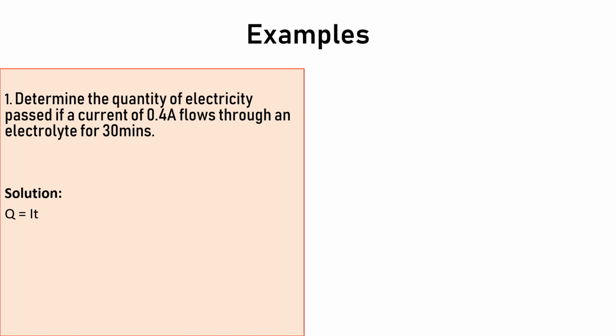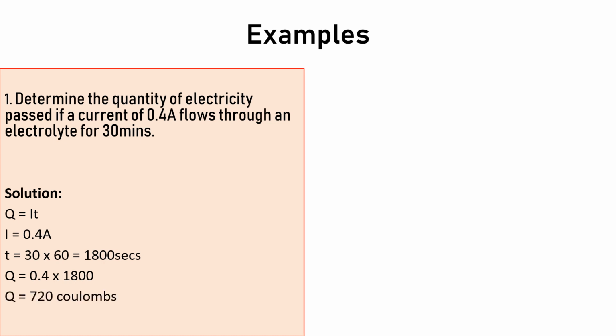Why are we using Q equals IT? We have been given the current to be 0.4 amperes and the time to be 30 minutes, but we have to convert it to seconds because time is measured in seconds. To convert time to seconds, you multiply by 60, and that will give us 1800 seconds. So you bring the values together, that will be 0.4 times 1800, and that will give us the quantity of electricity to be 720 coulombs.